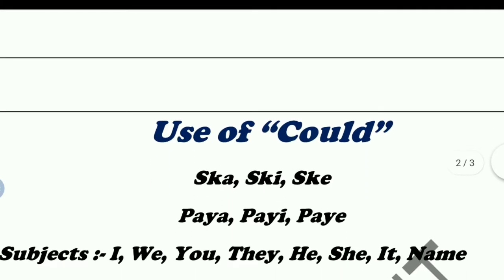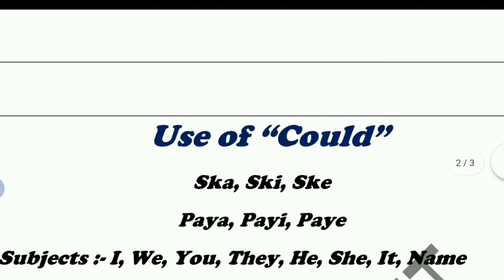So first we can say subjects. You have to put the subject at the first of the sentence. Well guys, if you have to use the could modal in English speaking, you have to remember those pronouns. Pronouns means I, we, you, they, he, she, it, name. A pronoun relates to a noun. So firstly you can see here I, we, you, they, he, she, it, name.